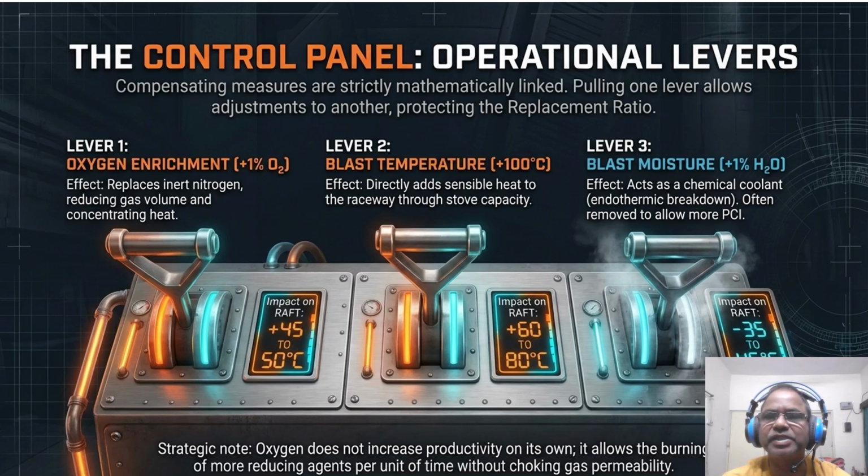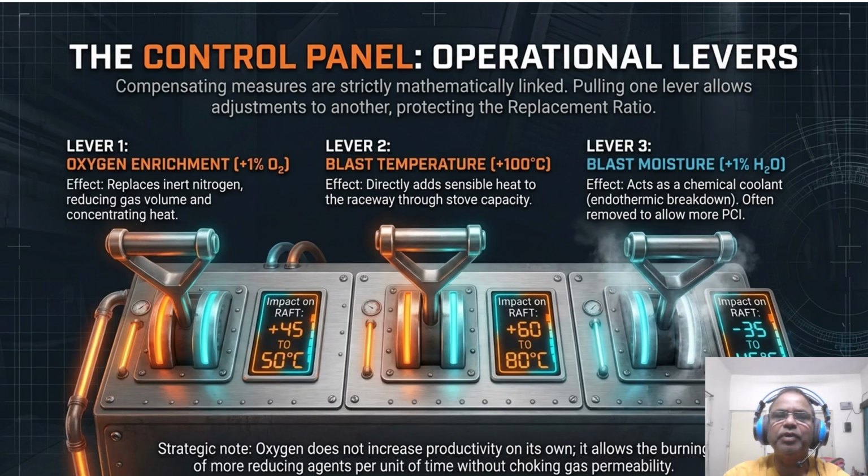The strategic note says that oxygen doesn't increase productivity on its own. It allows you to burn more reducing agent per unit of time without choking gas permeability. So you will use these levers to protect the replacement ratio when you push the injection rate.